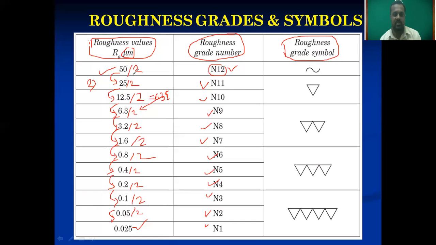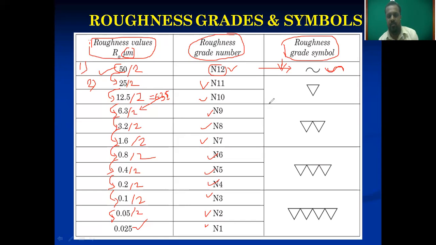And what is the surface roughness? First surface roughness value is 50. We have to remember the 50, 12. Now how to remember this surface roughness grade symbol? Again, it is very simple. For the first value only, the symbol is the wave type symbol. Okay, this is the first.